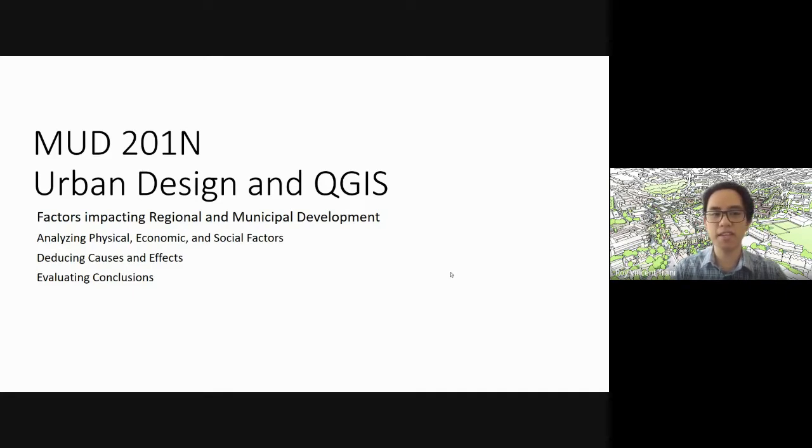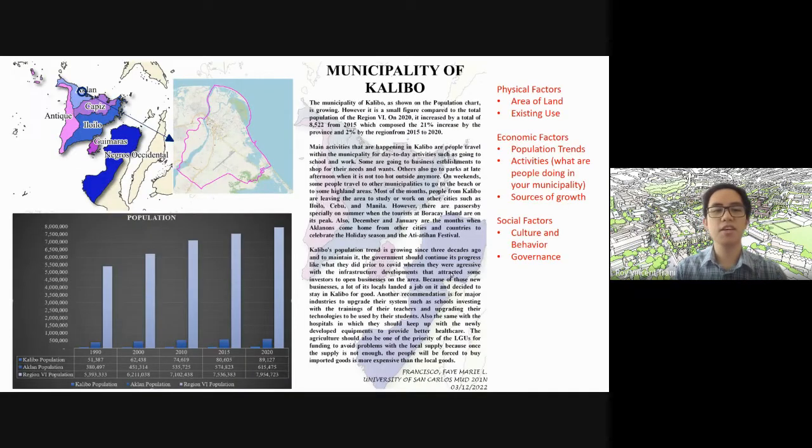Deducing causes and effects. So we'll find out specifically in your province, region, municipality, and city, what are the causes and effects of these different phenomena, some problems and maybe some solutions. And then finally, evaluating our proposed solutions. So we'll start out with Faye over here.